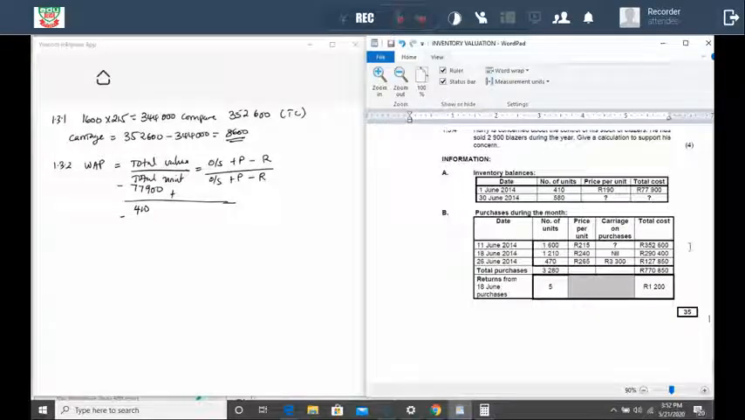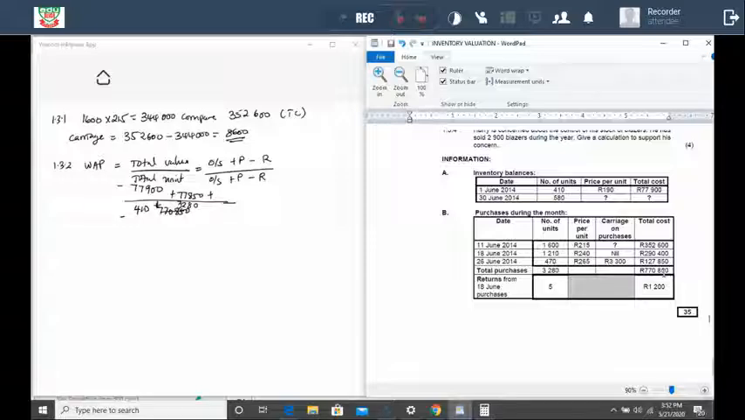you see here, value of purchase 770,850. Unit purchase 3280. And then we go again.